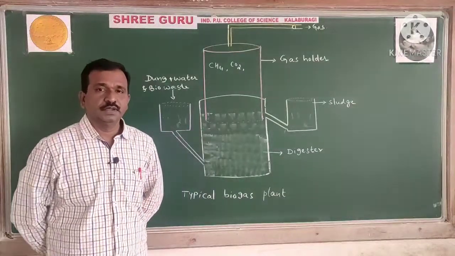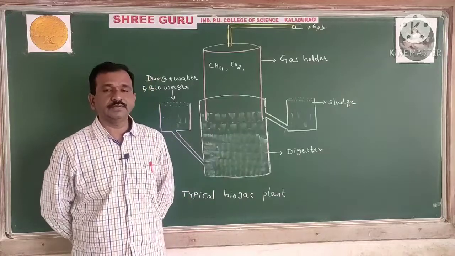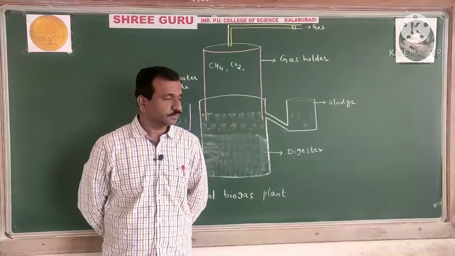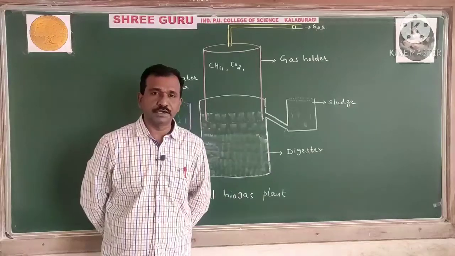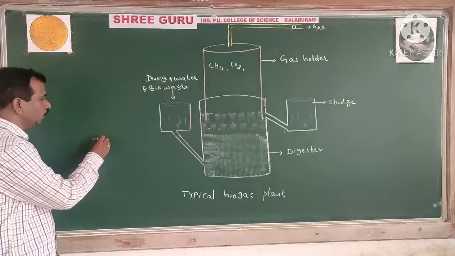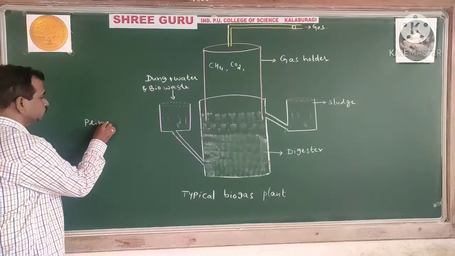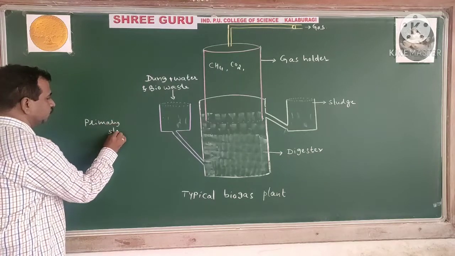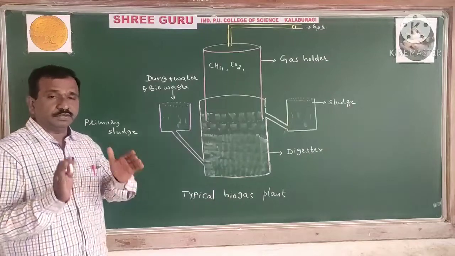Hello students, in the previous video we observed how the sewage treatment process takes place, and now I am going to revise what we studied in the previous class. These words you have to keep in mind: primary sludge, that is what we have studied. How is this primary sludge produced?